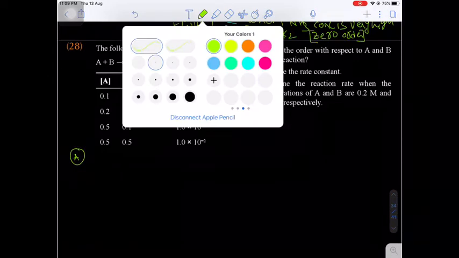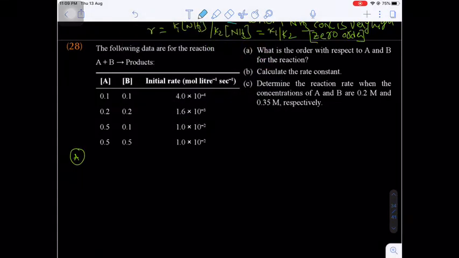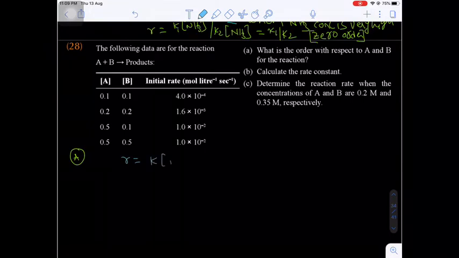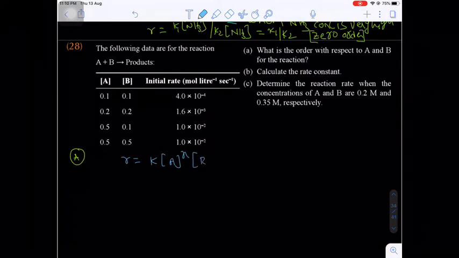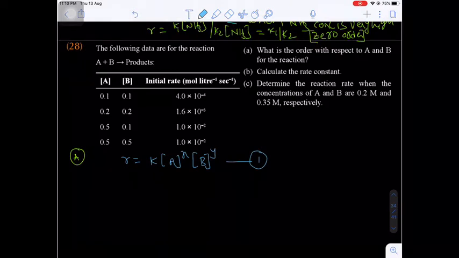This type of question is very important. Remember, these types of questions have already been given in previous exams. Now the first point, write the general expression of rate law. R is equal to K into A to the power, let's suppose x, B to the power, let's suppose y. This is equation 1. From the given table, if the concentration of A is 0.1 and B also 0.1, then what will be the rate of the reaction?